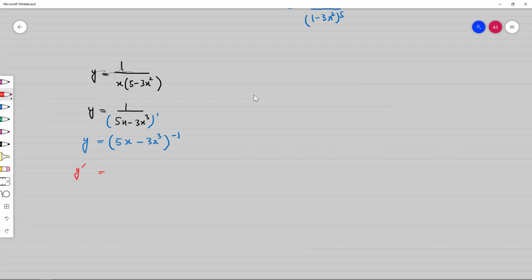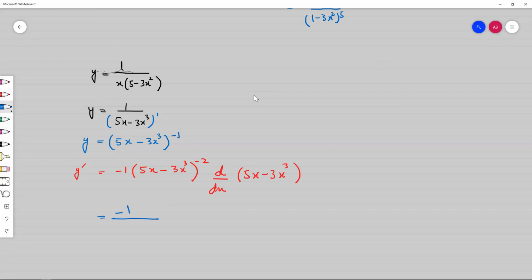So how do we differentiate it? First we write power, then 1 decrease from power, and this would become minus 2. Then derivative without power, 5x minus 3x cube. So this will be minus 1, and this is negative power 2. So we can shift this 5x minus 3x cube in denominator. This would become positive 2.